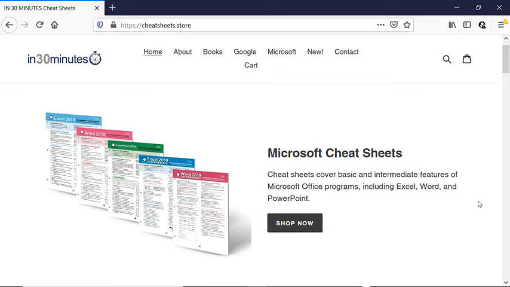Minutes Cheat Sheet Store. And today I'm going to be talking about locking the taskbar on your Windows machine so it doesn't disappear on you.